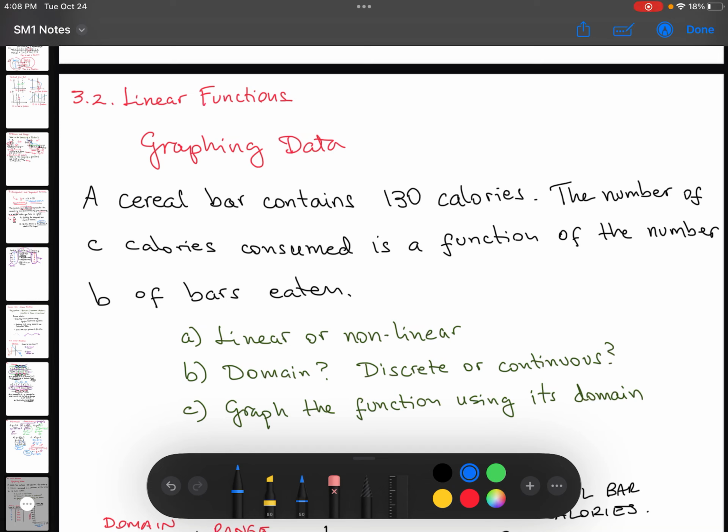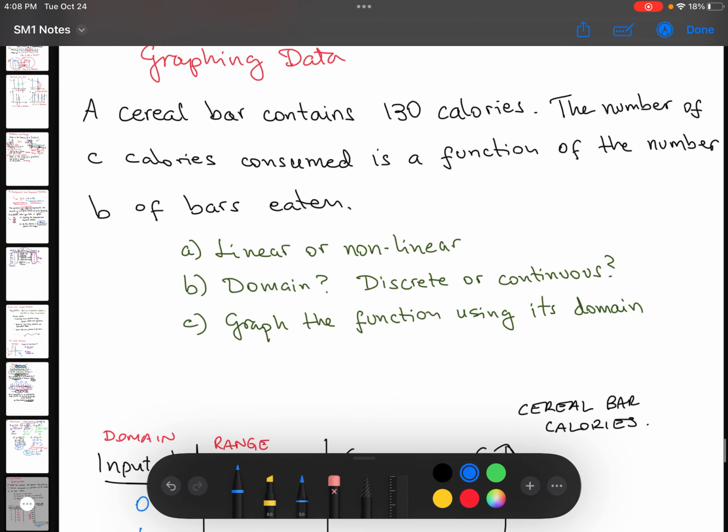Let's solve a real-life problem by graphing and using everything that we have learned so far about linear functions. Here's the situation. We have a cereal bar. It contains 130 calories. The number of calories consumed, C, is a function. It means C depends on the number of bars, B, eaten. What are the questions here?